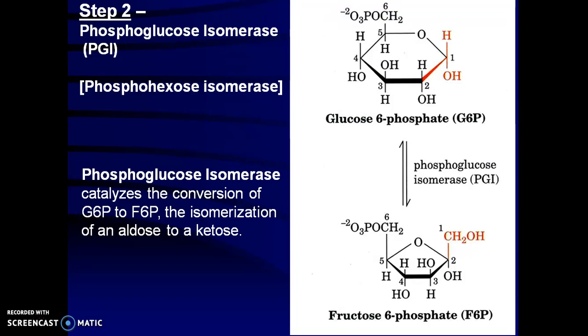In step 2 reaction, glucose 6-phosphate gets converted to fructose 6-phosphate. This is an isomerization reaction in which phosphoglucoisomerase plays an important role, and conversion of an aldose into a ketose is taking place here.